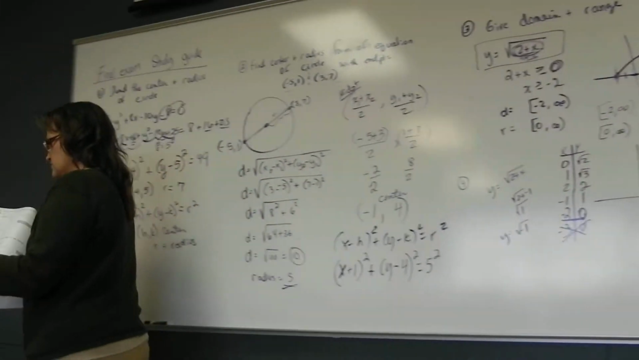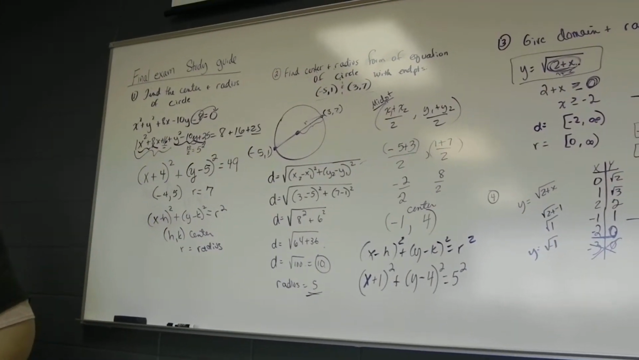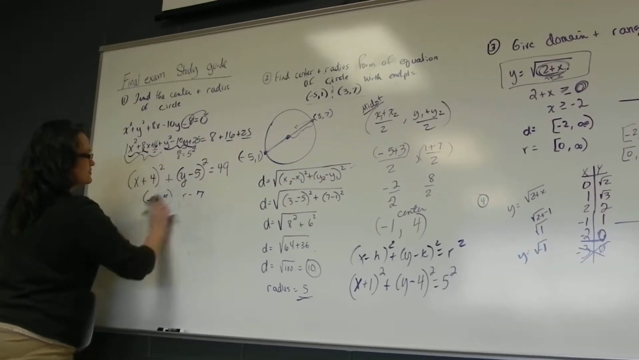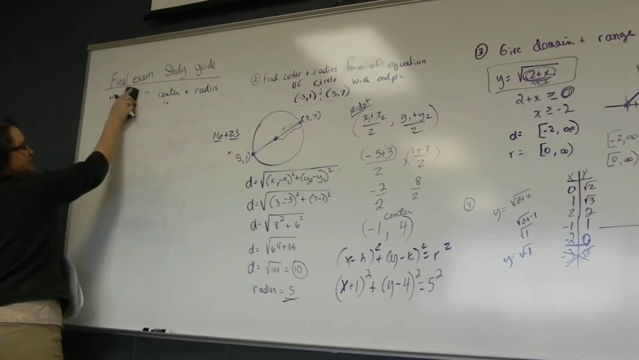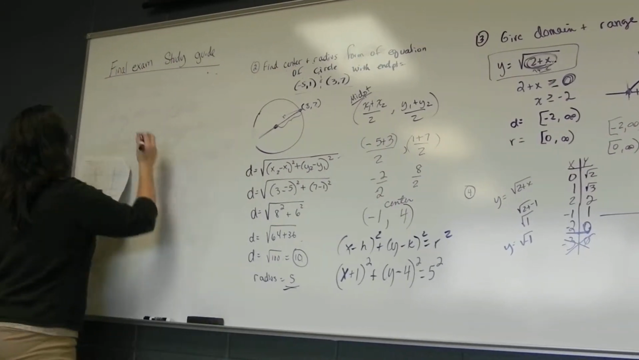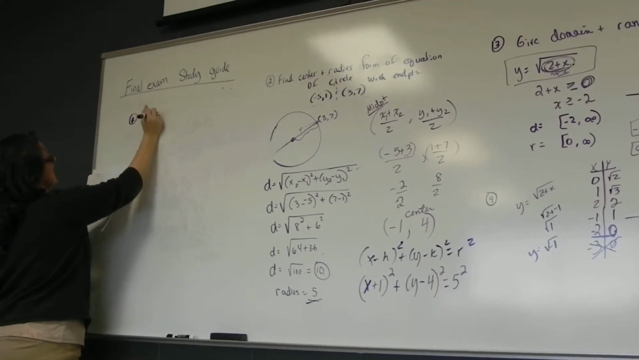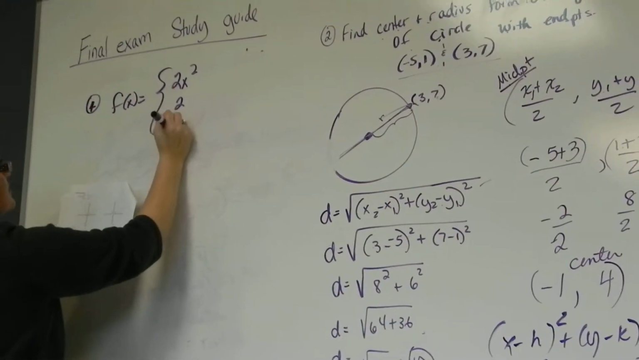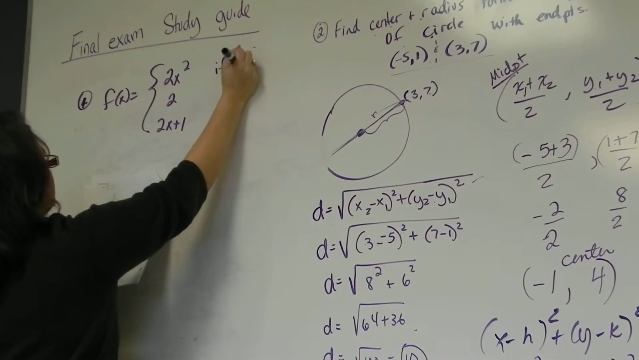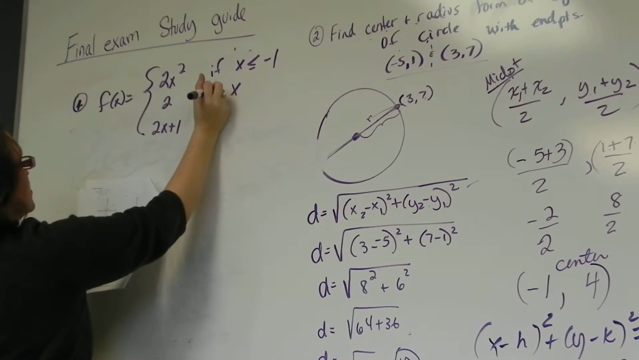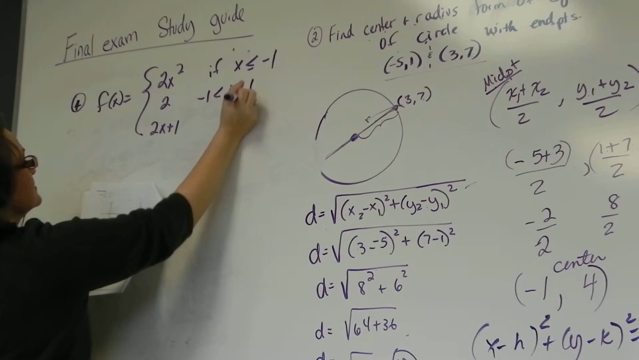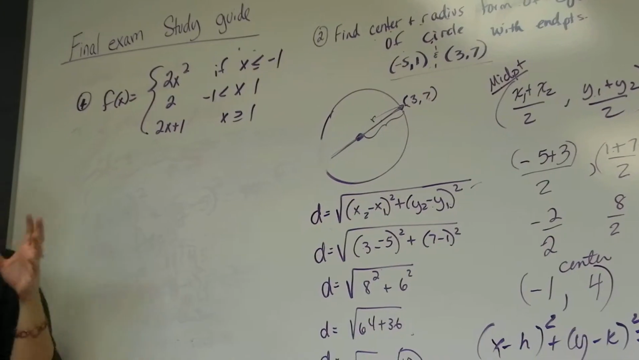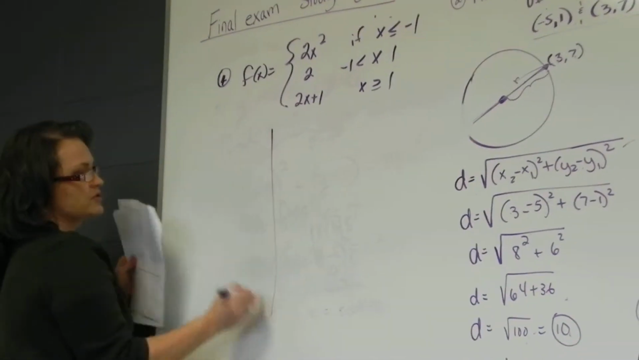Okay, number 4. Number 4 is a piecewise graph, which is not on the handout that I passed out. You have 3 pieces with different definitions. It is a function, so there is no overlap of the x values. It very specifically tells you the definition for each piece of the graph, so there would be no overlap. 3 pieces on the graph.